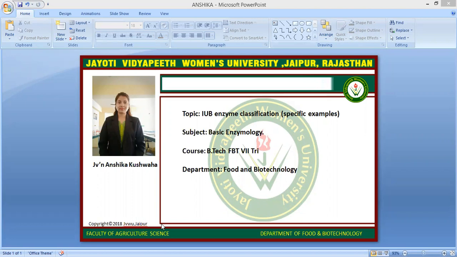Oxidoreductases are involved in redox reactions. Examples are dehydrogenase, in which hydrogen is removed, and oxidase, in which oxygen is added to hydrogen, forming water.